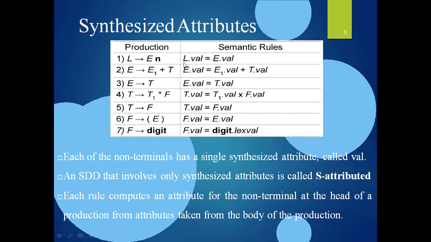Why did I use dot val here? Because when I'm using the grammar to generate the language, my language consists of a set of strings, and by using these production rules, finally in every input string I have a digit. What it means is it generates a number.